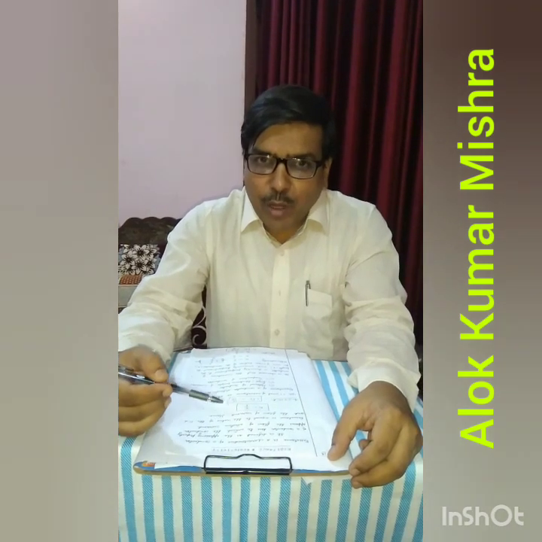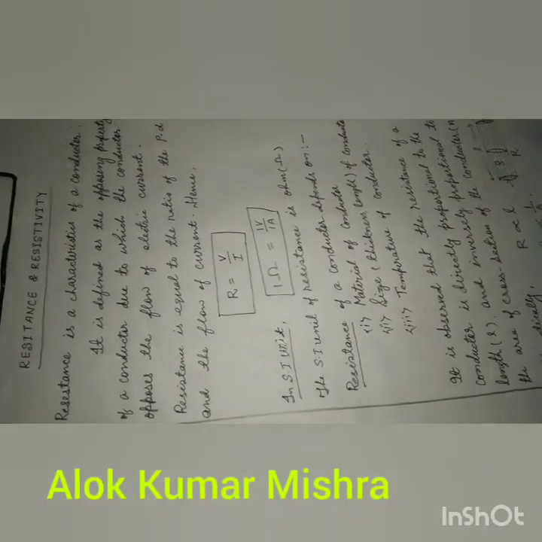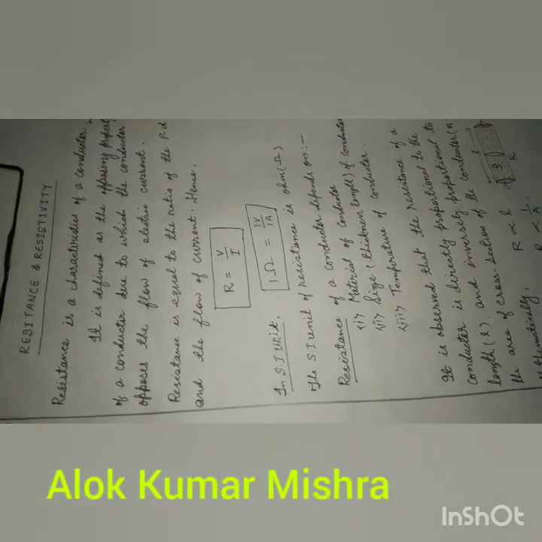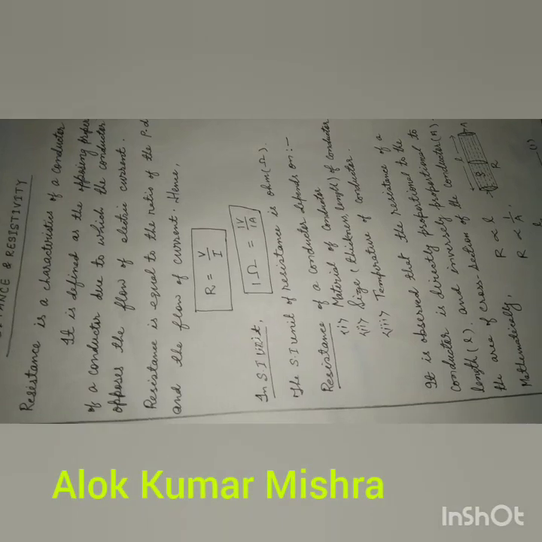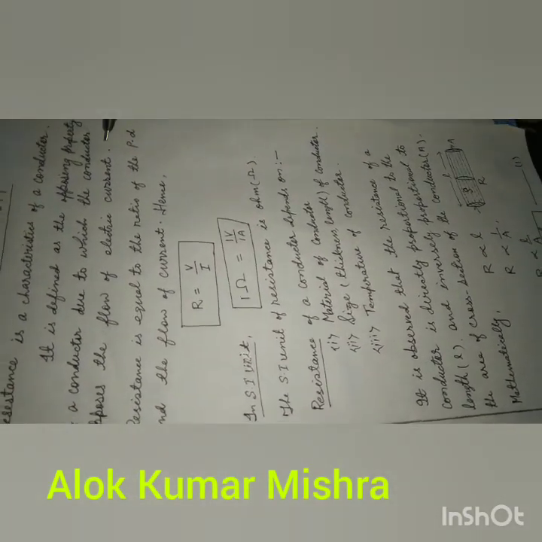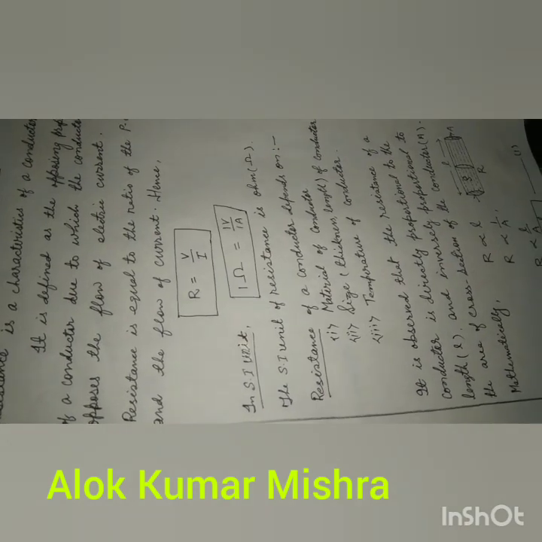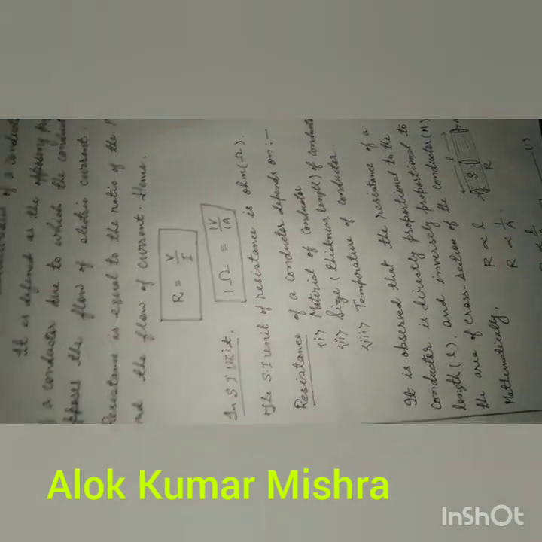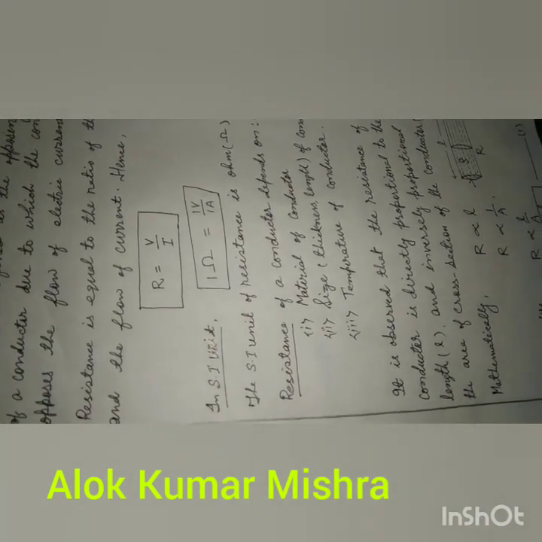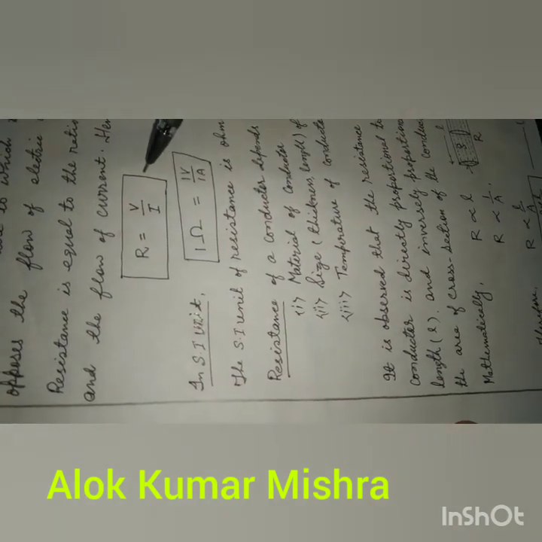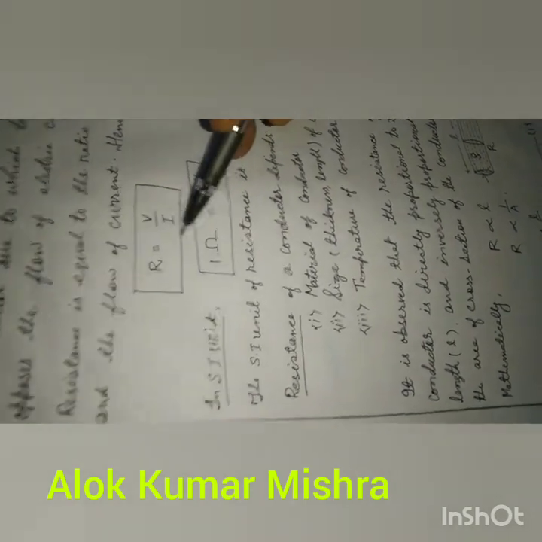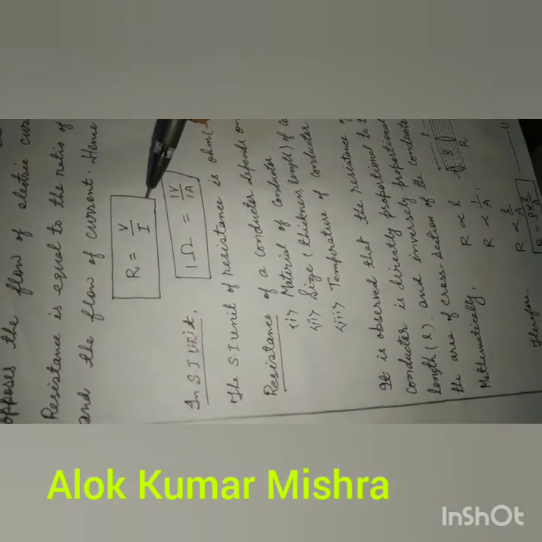Okay, so first of all we need to know the definition of resistance. Resistance is a characteristic property of a conductor. It is defined as the opposing property of a conductor due to which the conductor opposes the flow of electric current. Resistance is equal to the ratio of potential difference and the amount of flow of current. I have written on this page R is equal to V by I.